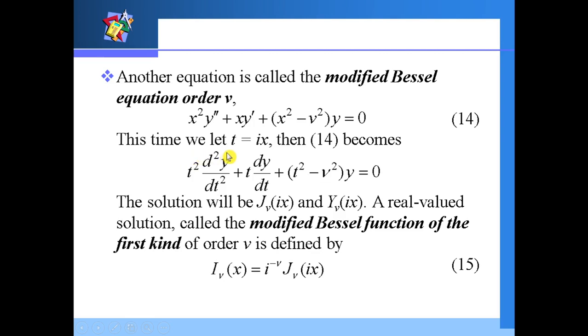This time we let t is equal to ix, then this equation becomes t squared d2y over dt squared plus t dy by dt plus (t squared minus v squared) y is equal to 0. The solutions will be J_v(ix) and Y_v(ix). A real valued solution called the modified Bessel function of the first kind of order v is defined by I_v(x) is equal to i to the power negative v J_v(ix). Okay, understand?